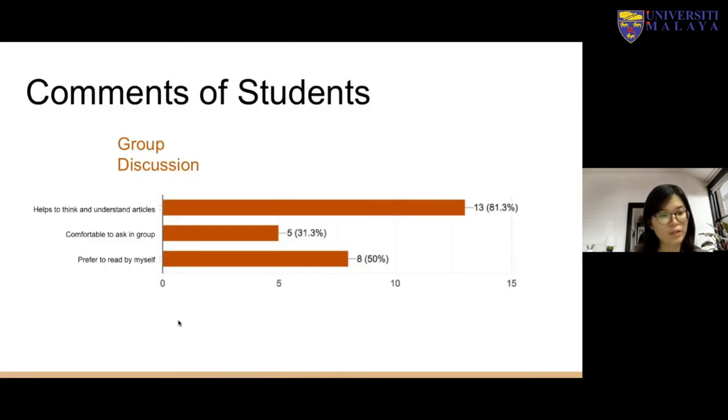Here we can also summarize some comments from the students regarding the group discussion approach where we actually ran the quality talk. The result shows that half of the students prefer to read articles by themselves. Nevertheless, most of them also feel that this discussion helped them to think and understand the article better, which reached above 80%. And 31.3% of them said they are more comfortable asking questions in a group compared to the whole class.